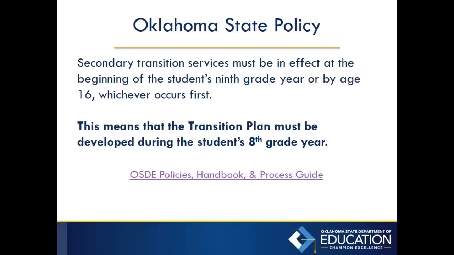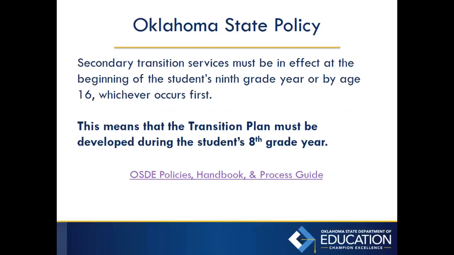According to Oklahoma State policy, secondary transition services must be in effect at the beginning of the student's 9th grade year or by age 16, whichever occurs first. This means that the transition plan must be developed during the student's 8th grade year. An IEP team can decide to develop the transition plan earlier.